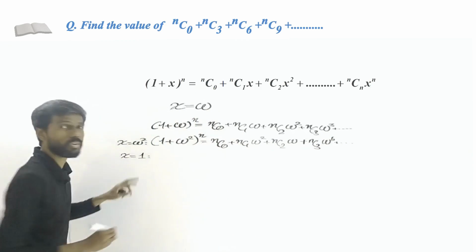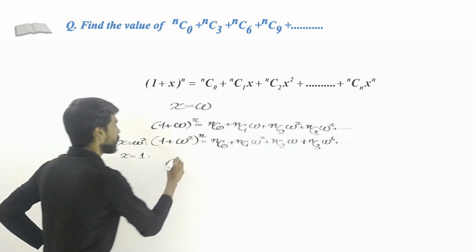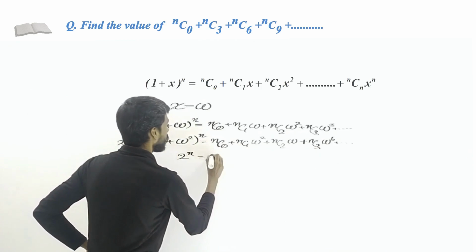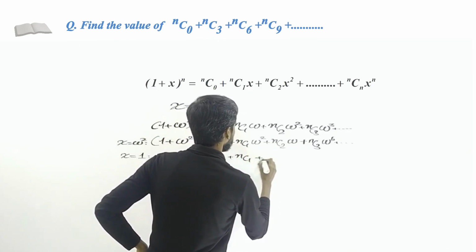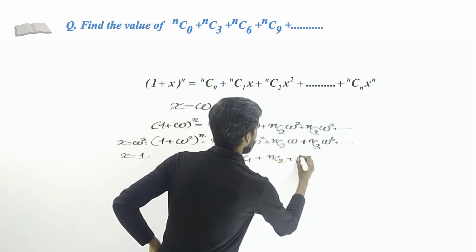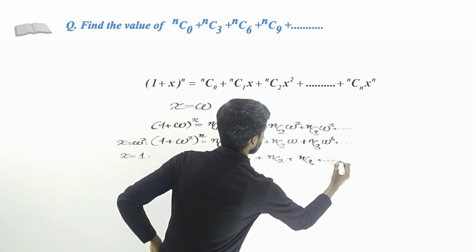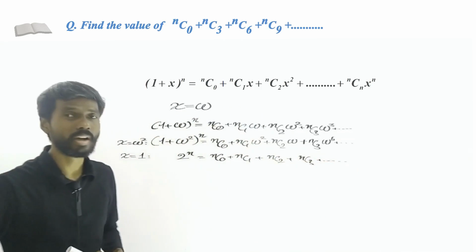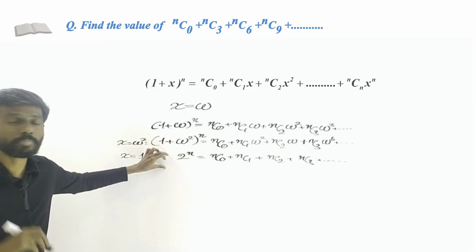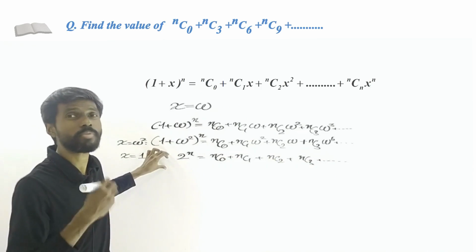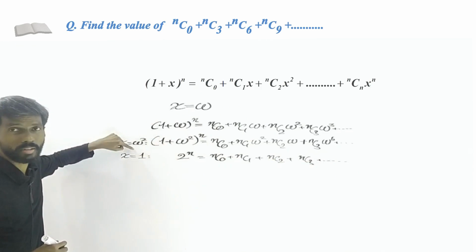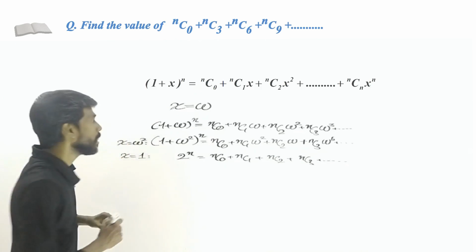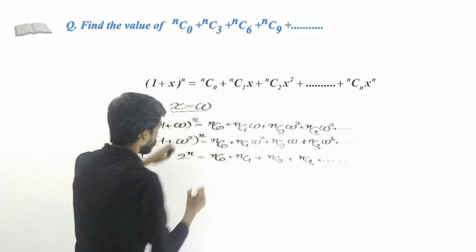Now you substitute x equal to 1, the result which you know already: 2 to the power n equals nC0 plus nC1 plus nC2 plus nC3, etc. This result we are already familiar with. We have simply substituted all the cube roots of unity. What are the cube roots of unity? 1, omega and omega square. So we substituted all these values and we got these three results.